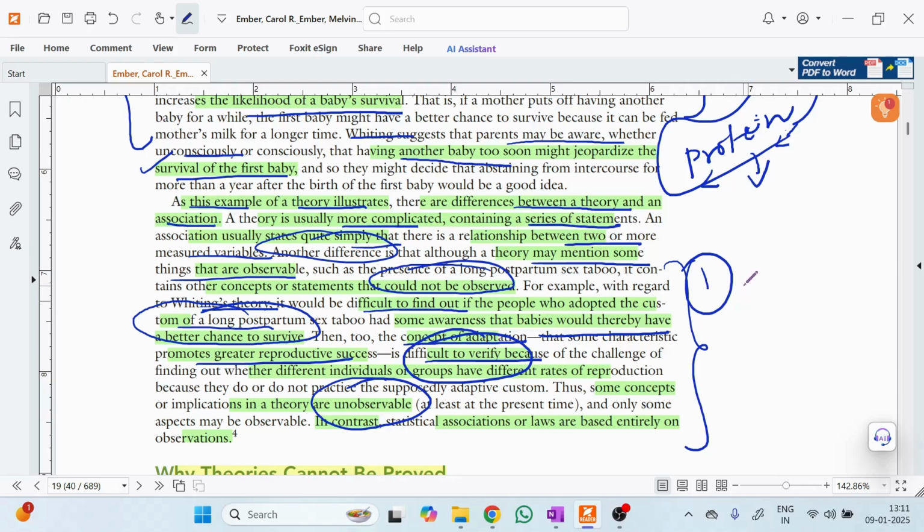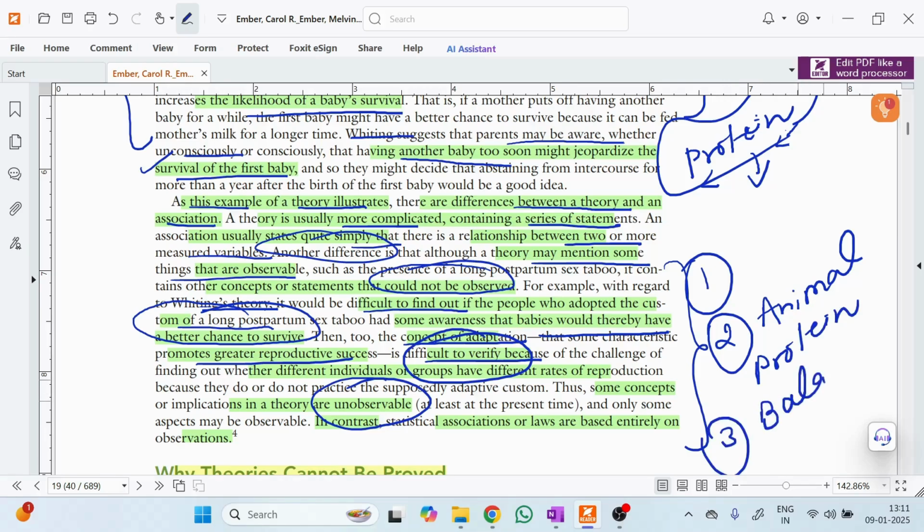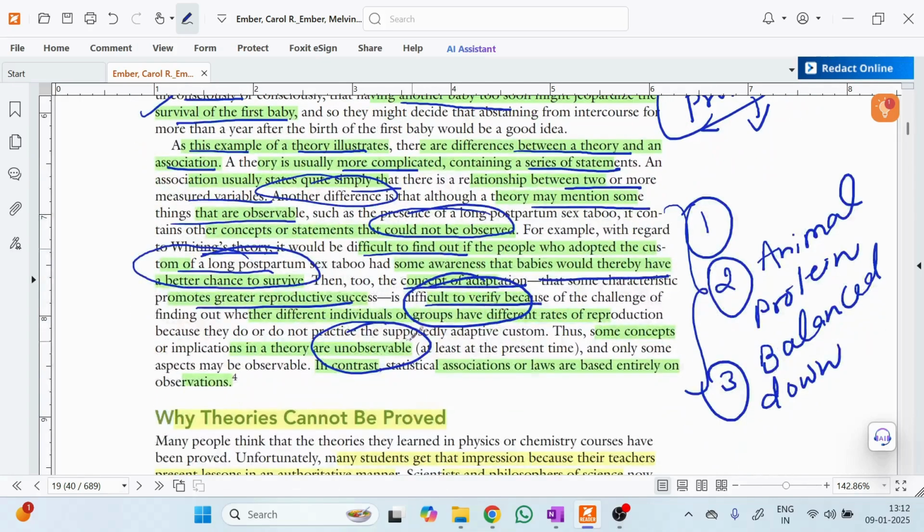Then there will be another factor. Maybe the people here, even if they are living on this low protein diet, some of them may go for animal protein or any form of protein-rich diet, or they may have a balanced diet. We don't know if some individuals or groups are all having an equal degree of low protein diet. So because of many such unobservable criteria, a theory cannot be assumed to be true in entirety.